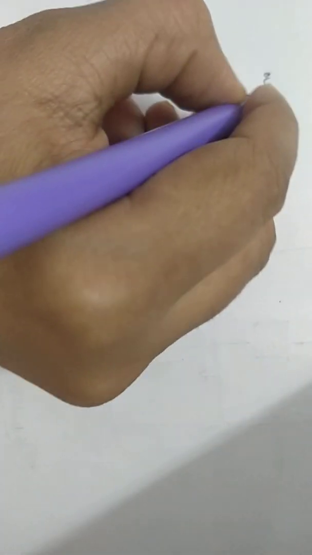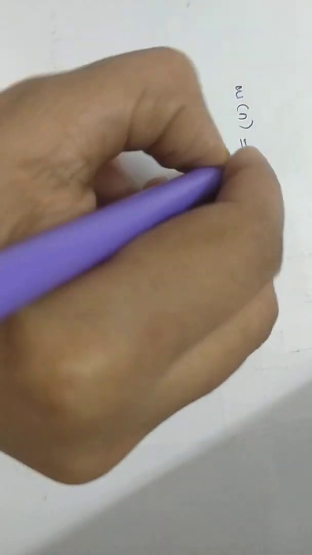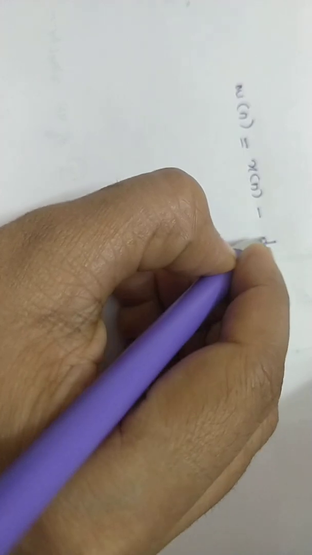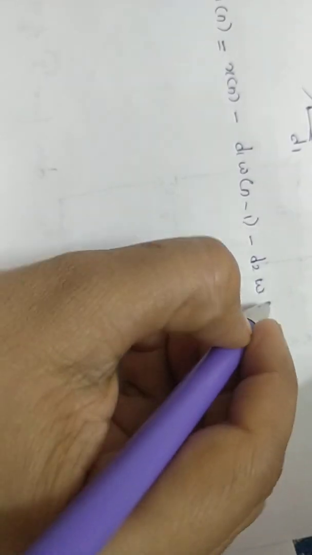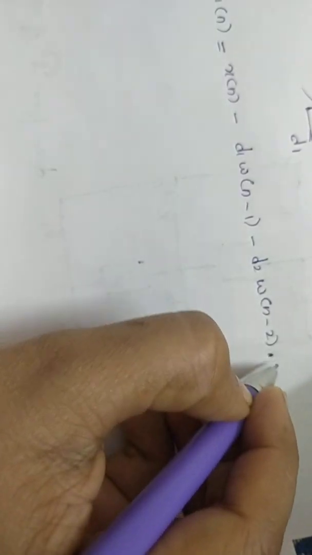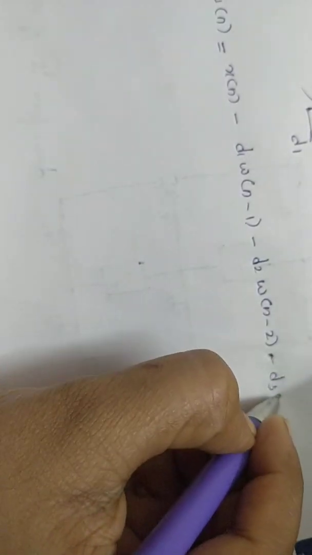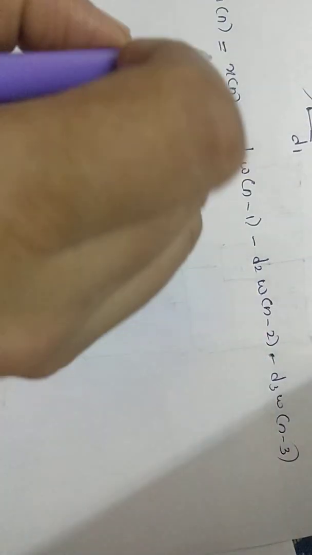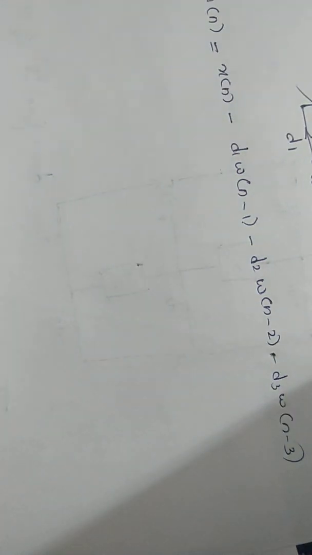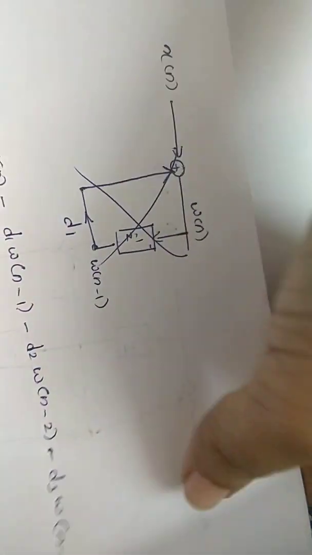W of n, is it clear? Okay, w of n is equal to x of n minus d1 w of n minus 1 minus d2 w of n minus 2 minus d3 w of n minus 3. I have only rearranged the equation. This is the first stage of direct form 1 structure.